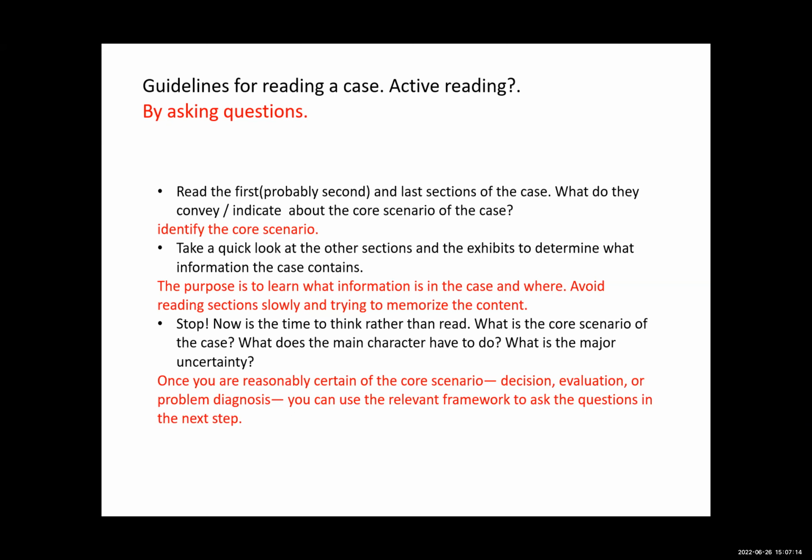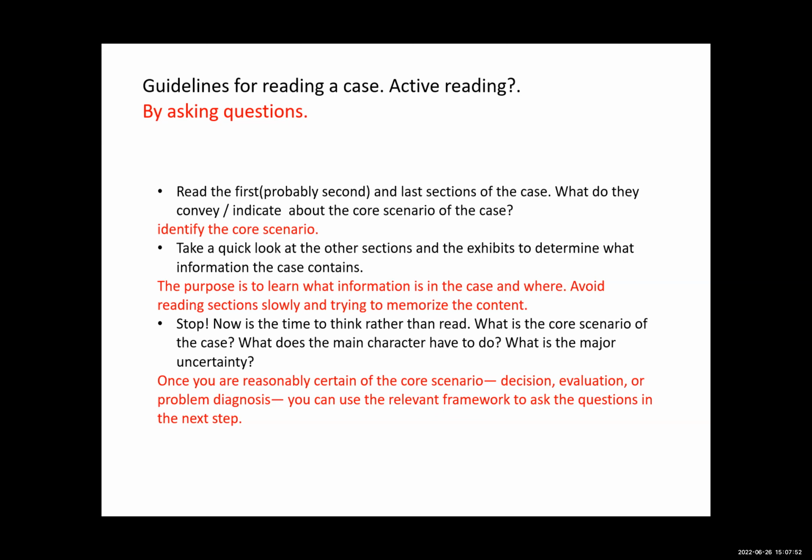What is the core scenario in the case? What does the main character have to do? If the main character is to take a decision, if the main character is to do an evaluation, if the main character is to do a diagnostic. These 2 are related. Sometimes what happens, the decision-making case studies may or may not have the word decision. So you need to understand that aspect of it. So what is the main character to do? What is the major uncertainty? If it's a decision making, why is it such a difficult thing? What is the uncertainty in this case?